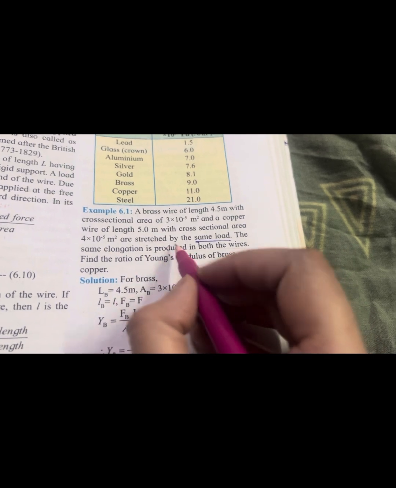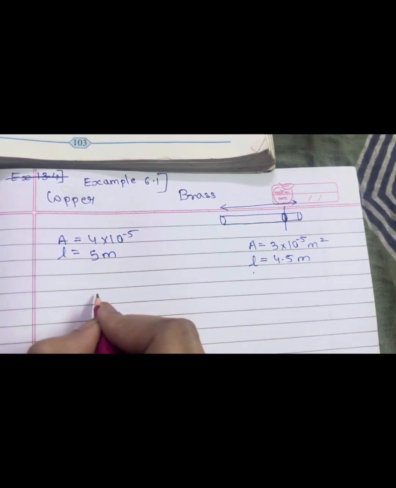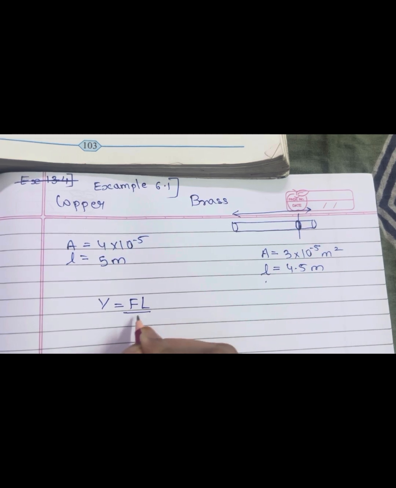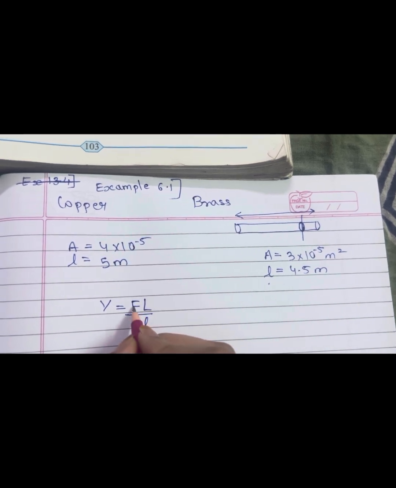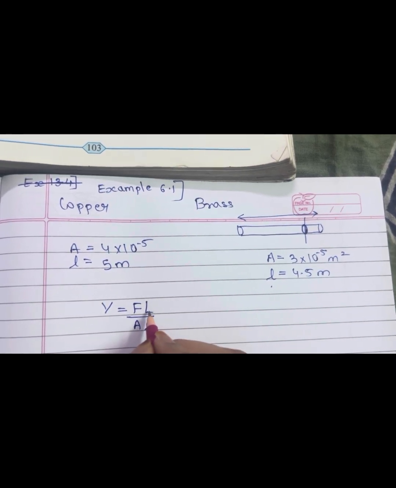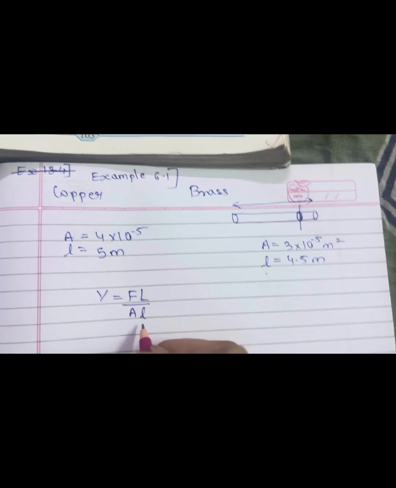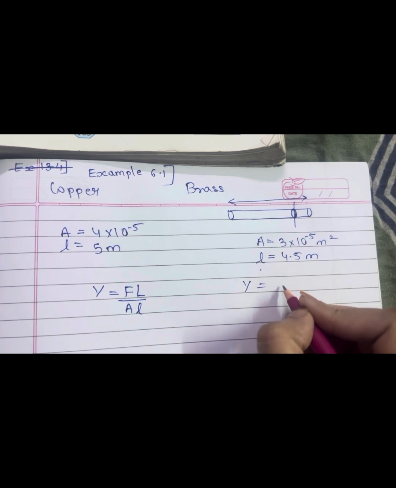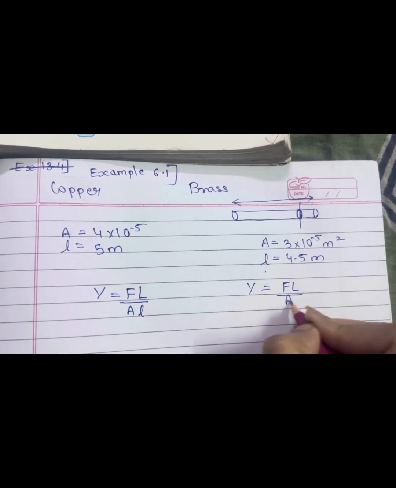The same elongation is produced. Okay. Find the ratio of Young's modulus. So how you will remember the formula of Young's modulus? It is FL upon A l. See, F L upon A l. Capital L will be in the numerator and small l will be in the denominator. Just remember this. Same for this brass wire, FL upon A l.